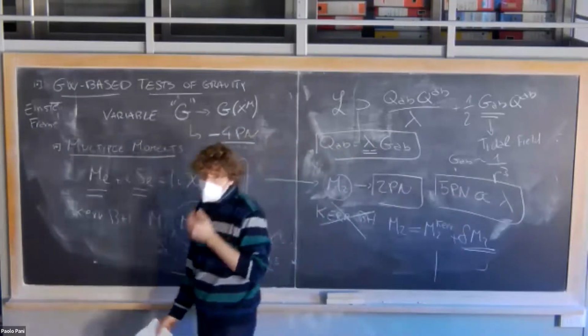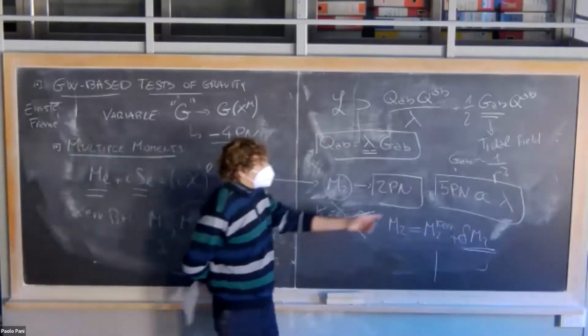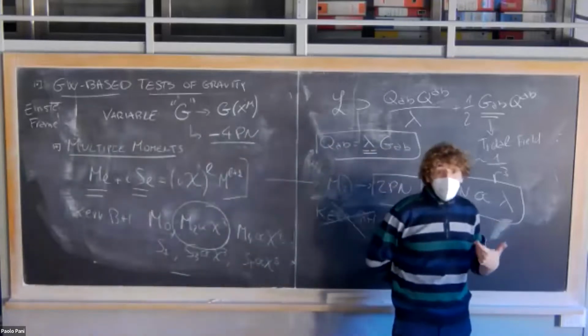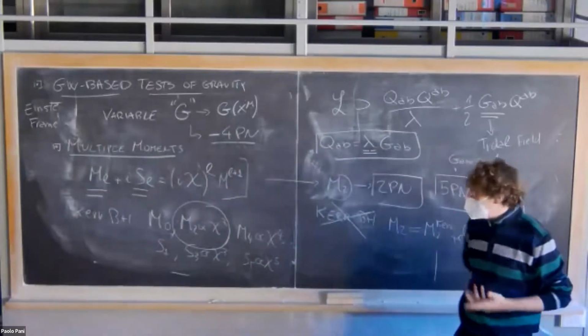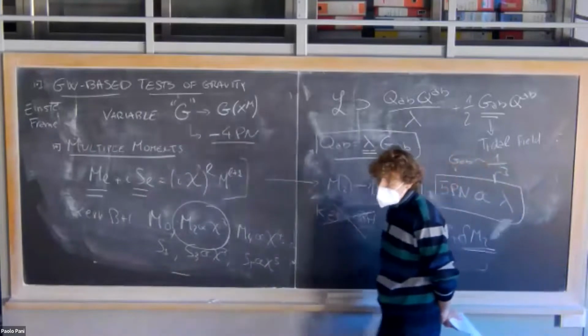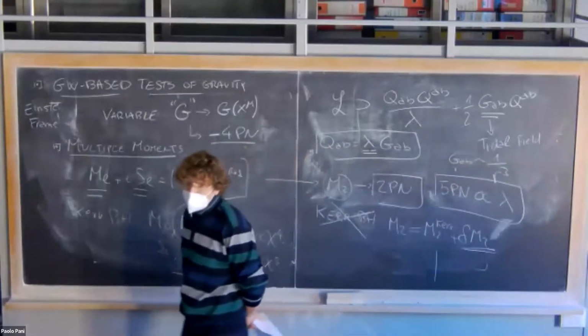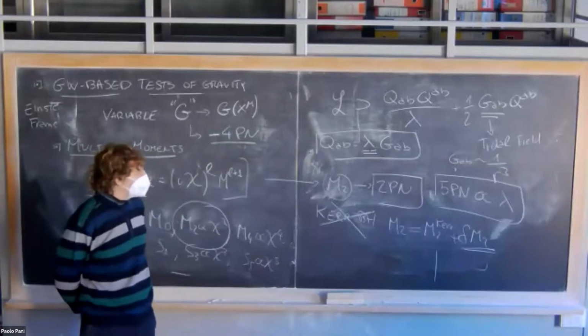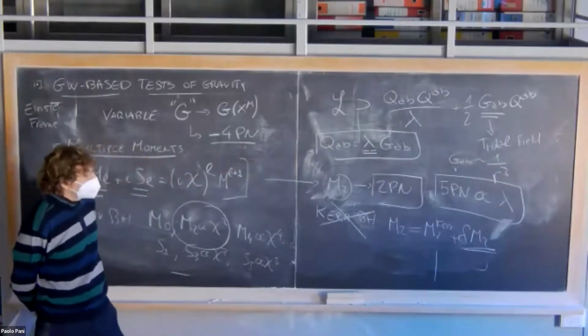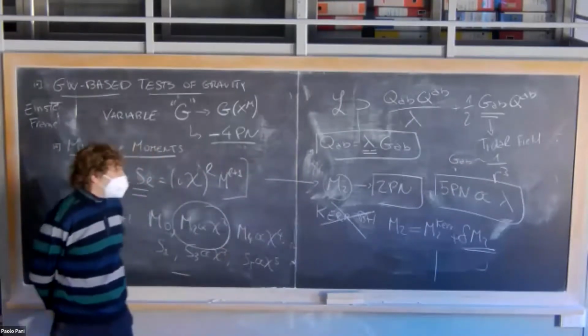It's in principle small, but this tidal number, also called tidal deformability, can be quite large, especially if the object is not compact. And it is in fact the way the equation of state of neutron stars has been constrained by gravitational observations, by putting constraints on this deformability.